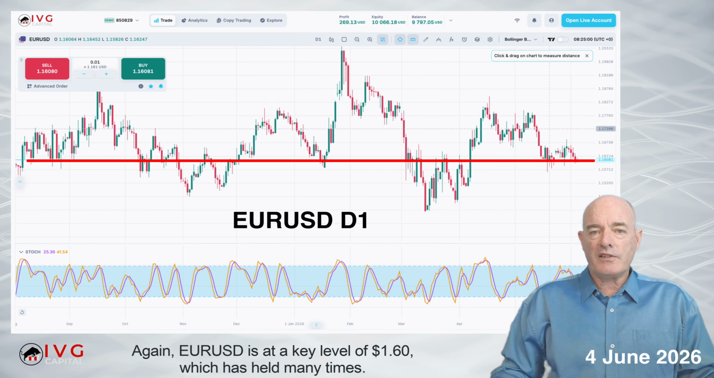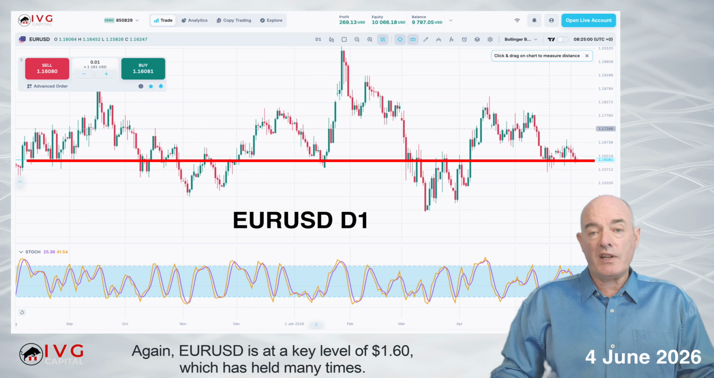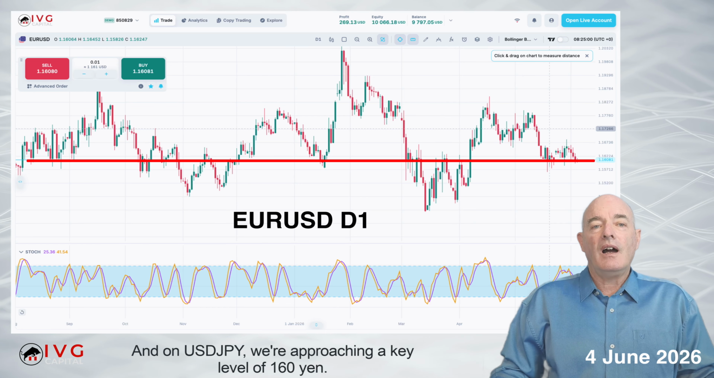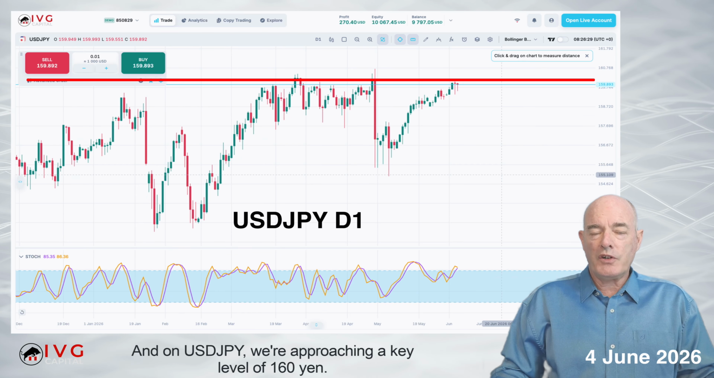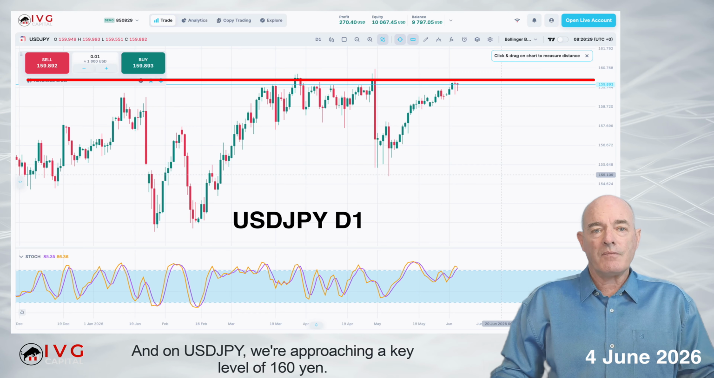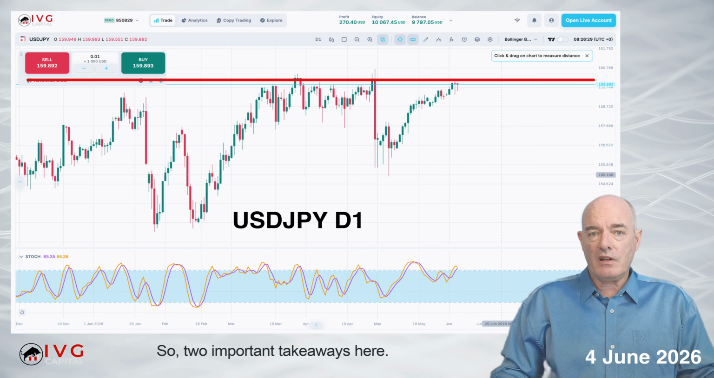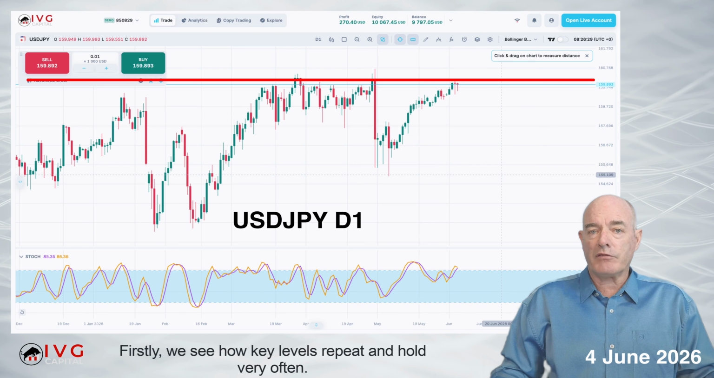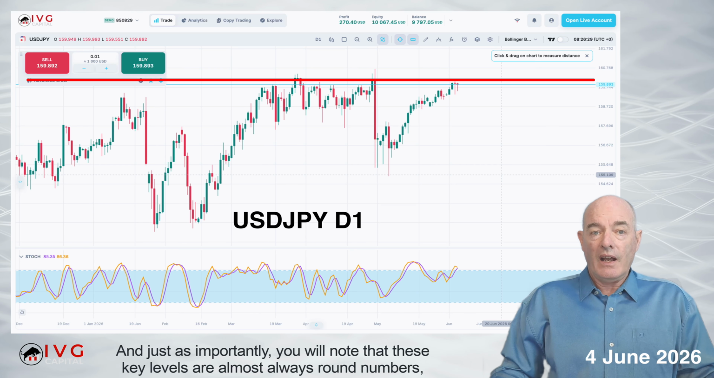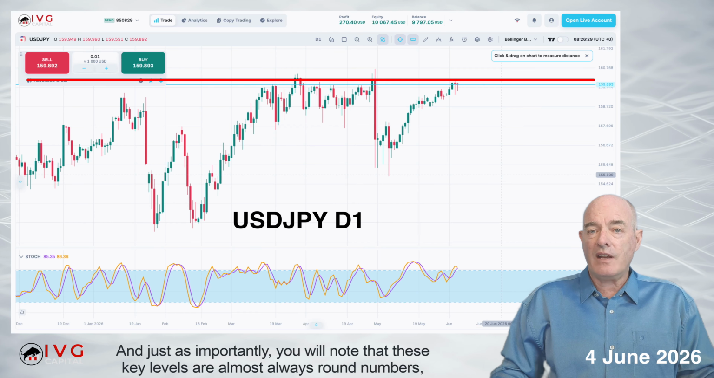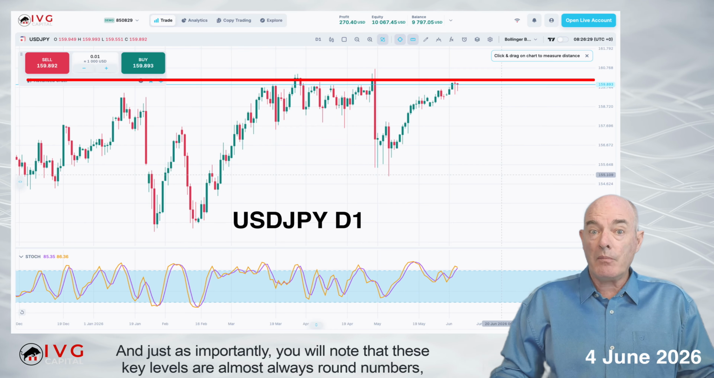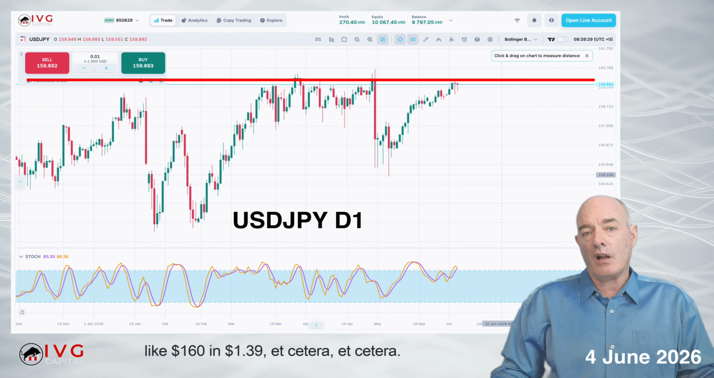Again, Euro dollar is at a key level of $1.60, which has held many times. And on dollar yen, we're approaching a key level of 160 yen. So, two important takeaways here. Firstly, we see how key levels repeat and hold very often. And just as importantly, you will note that these key levels are almost always round numbers, like 160 yen, $1.39, etc., etc.